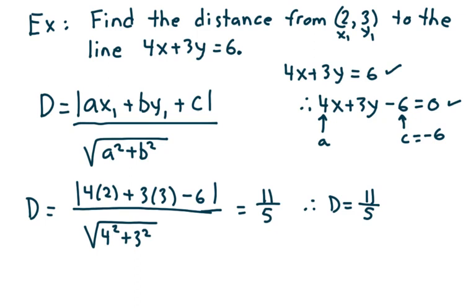A is 4 and B is 3. And you already can see that I labeled x1 and y1. And so all I have to do is plug in that information. I'm going to replace A with 4, x1 with 2, b with 3, y1 with 3, and c with negative 6. And that's exactly what I did. So D is the absolute value of 4 times 2 plus 3 times 3 minus 6 divided by the square root of 4 squared plus 3 squared. And you will find that the distance is 11/5.